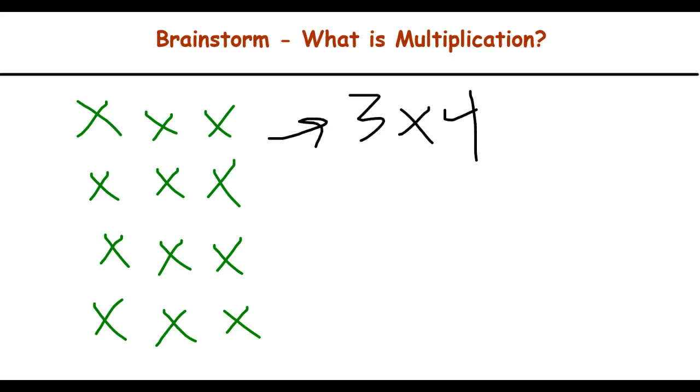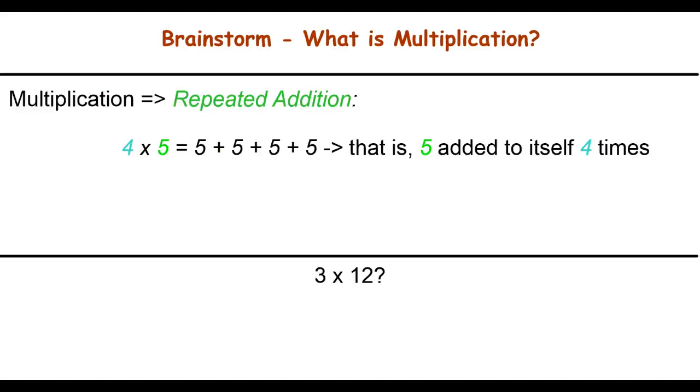Another way of talking about multiplication, which is the one that we're going to use, that you might have seen, is the idea of repeated addition. That is, multiplication represents addition that is done several times. So 4 times 5 would be the same as 5 plus 5 plus 5 plus 5. That is 5 added to itself 4 times. Alternatively, it could also mean 4 plus 4 plus 4 plus 4 plus 4, or 4 added to itself 5 times.